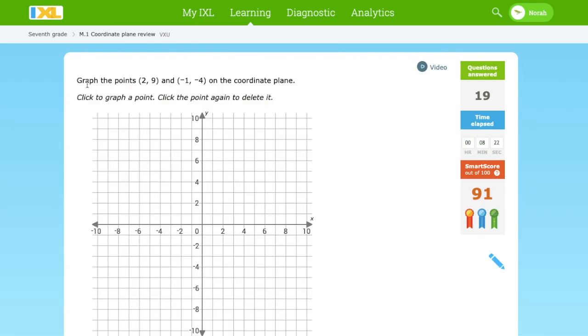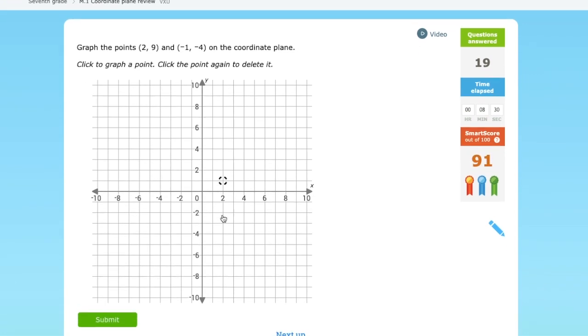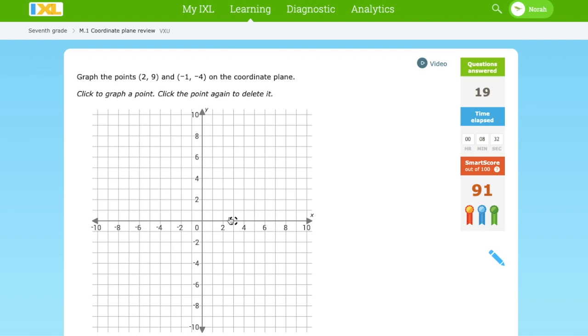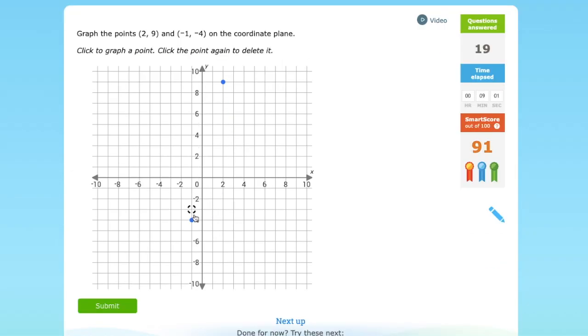Okay, we're in challenge zone now. Graph the points 2, 9, and -1, -4. We can put 2 points this time. We can find 2 here, and we'll go up to 9. Click that. Let's put another one. -1 is right here, and we go down to -4.